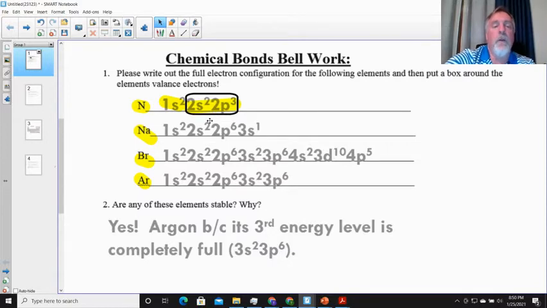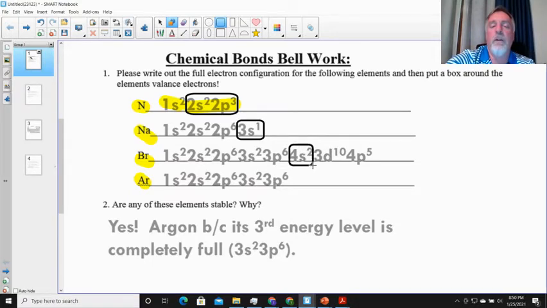Similarly, when we look at our sodium, what's our highest energy level? It is our 3. So we're going to put a box around our 3s1 here. Those are our valence electrons. When we get to bromine, it gets a little tougher, but you just got to be careful. We see that 4 is our highest energy level.